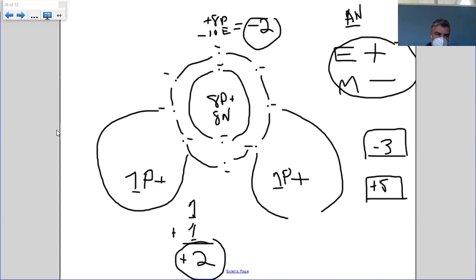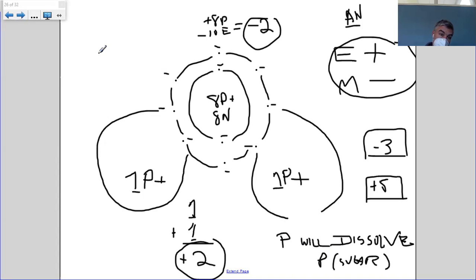So polar will, it's so hard to write with the mouse, will dissolve polar molecules, no problem. So polar. And in this case, that would be like sugar. So sugar is polar, and you can dissolve sugar in water. You know that water is polar. So polar will dissolve polar.